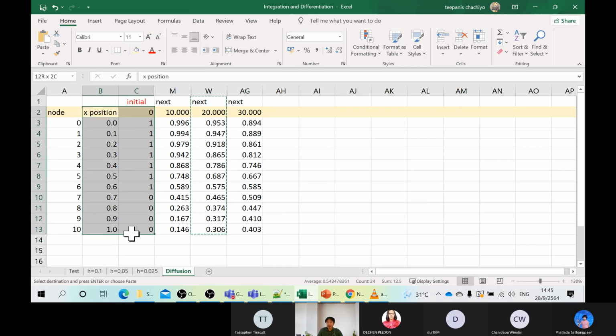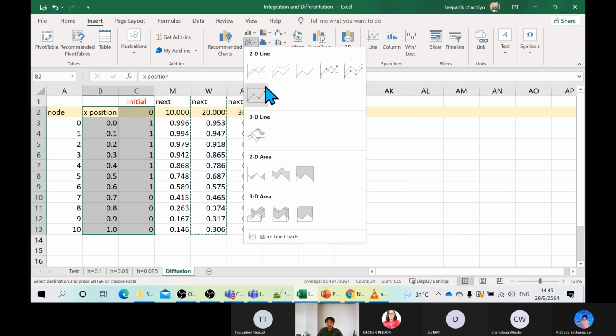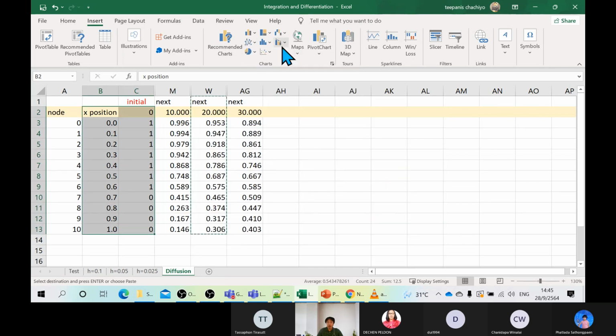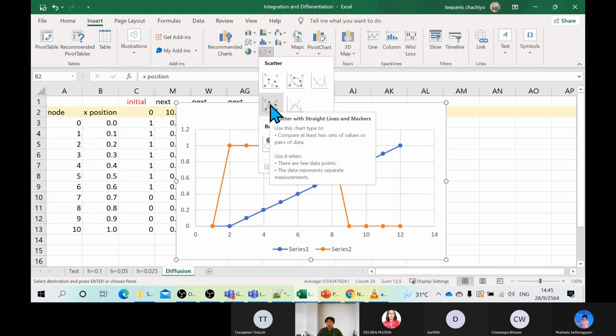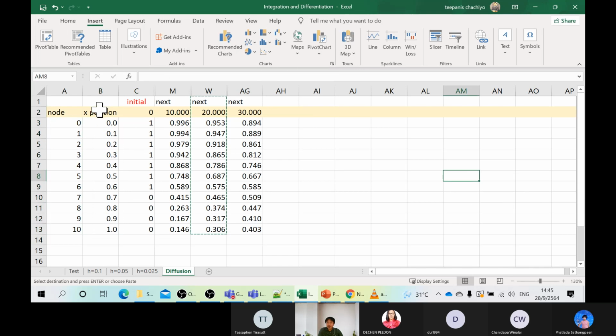So let's do that. I select in the beginning this region of the Excel and I insert the graph. Let's see which graph I want. I want a scatter plot. Am I doing something wrong? Why don't I see the plot?